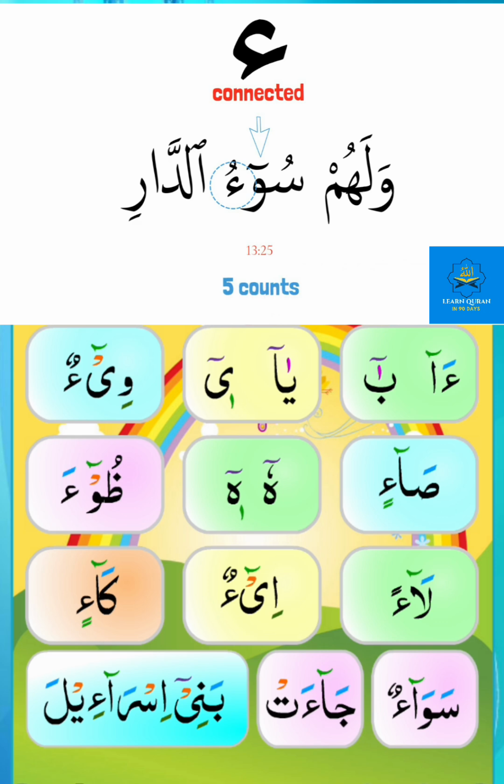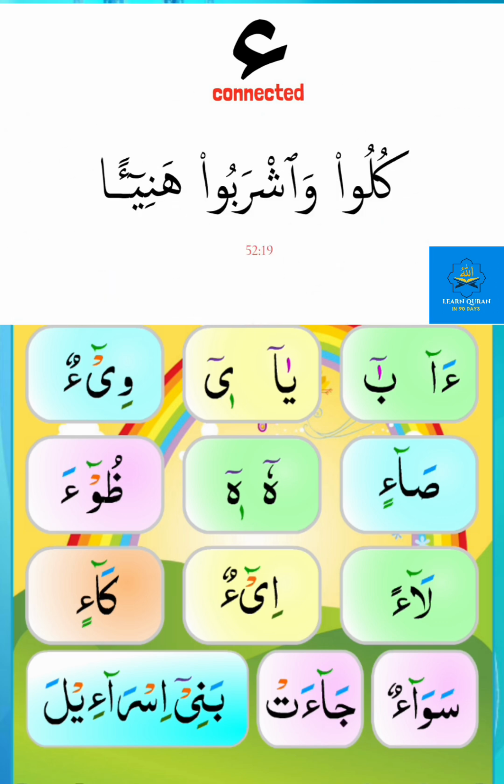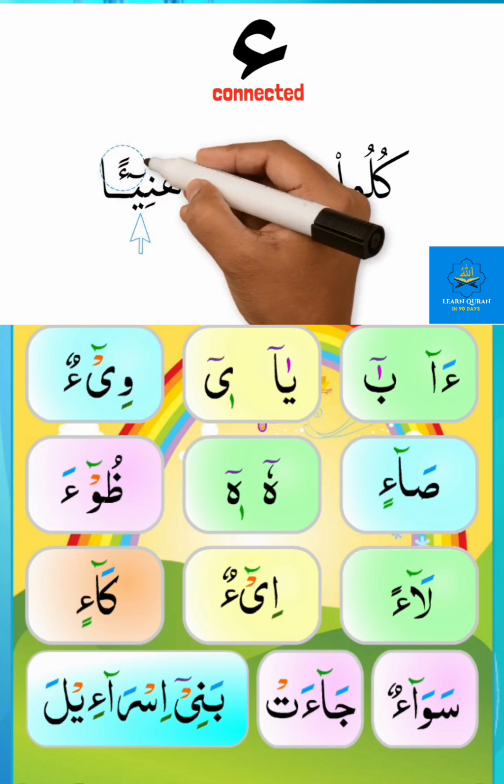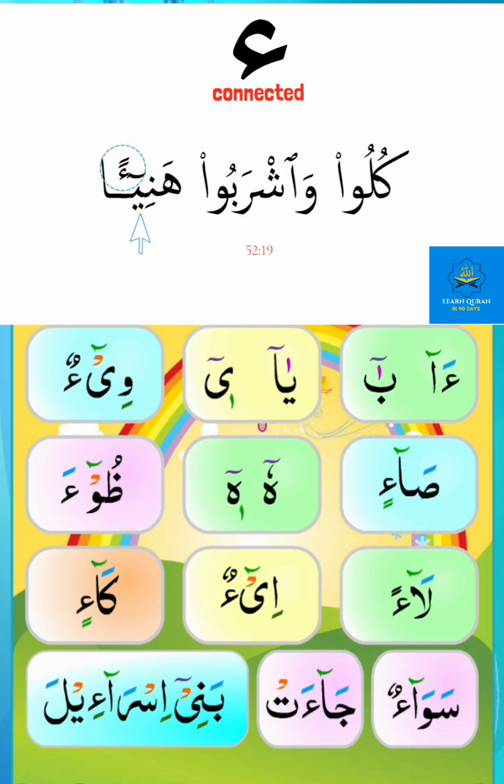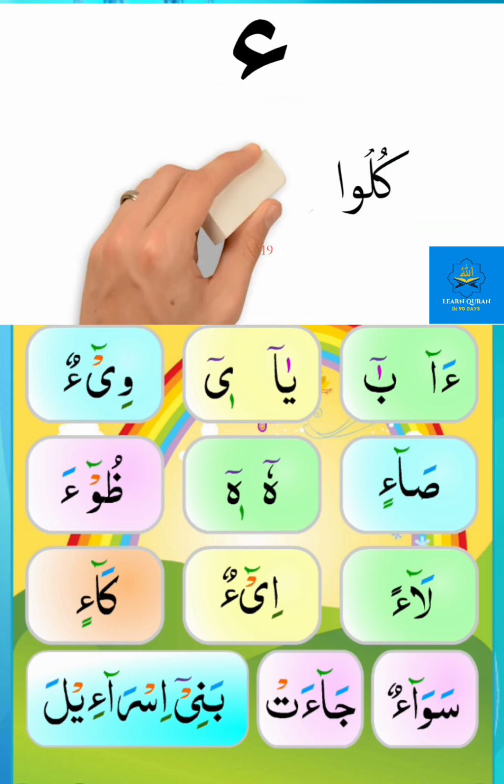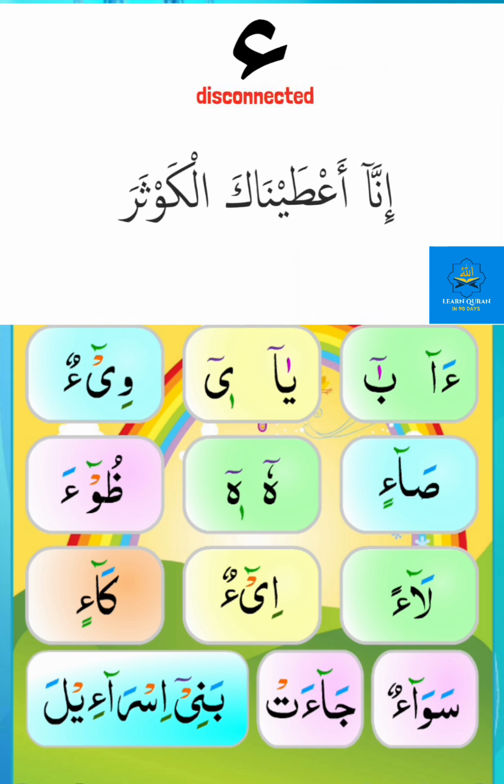سُوءُ الدَّارِ. Another example. We see a long vowel followed by a Hamza in the same word. We lengthen it for 5 counts. It reads, كُلُوا وَاشْرَبُوا هَنِيئًا.